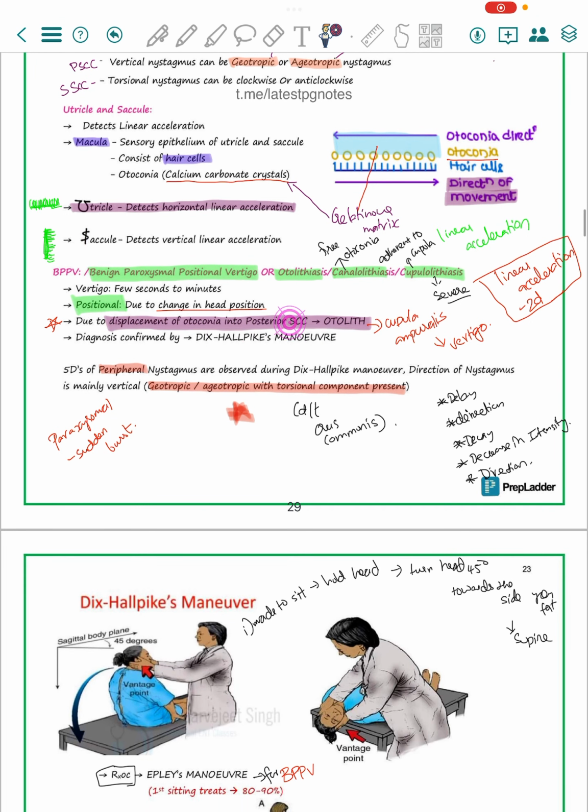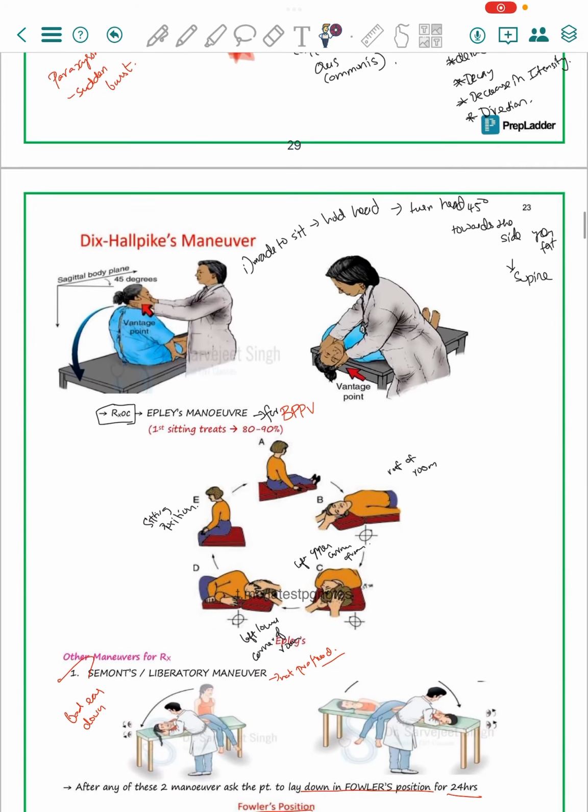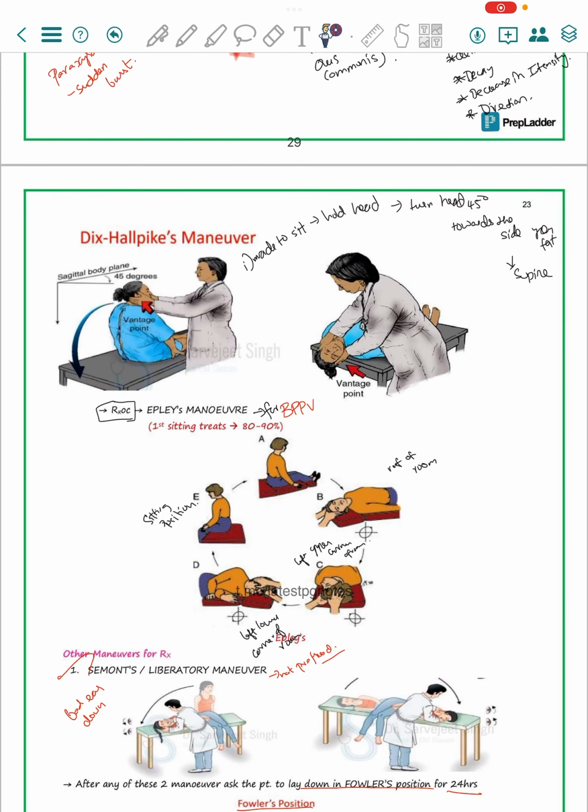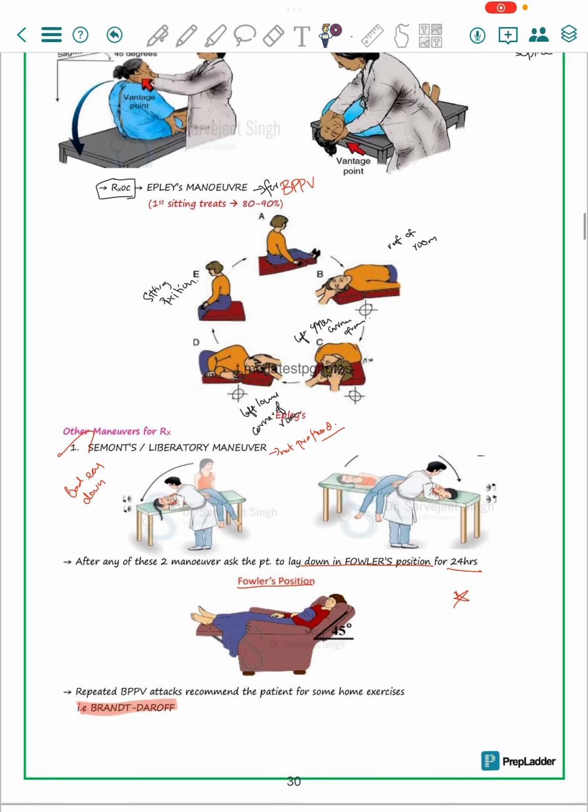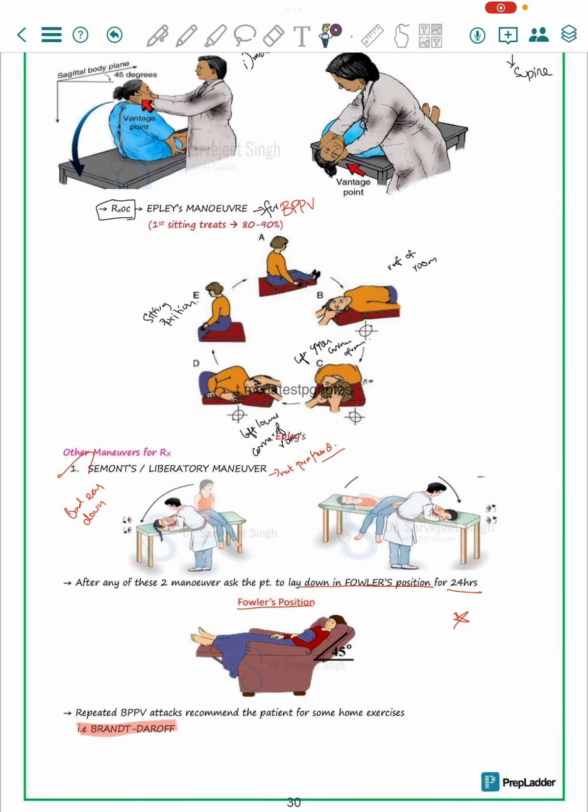Diagnosis is done by the Dix-Hallpike maneuver, guys. I will share this later. Okay, this is the Dix-Hallpike maneuver. It is used for the diagnosis of benign paroxysmal positional vertigo. First, the patient is made to sit. We need to hold the head, then turn the head by 45 degrees. Then we get them into a supine position. If the patient experiences vertigo, this is diagnostic for BPPV.